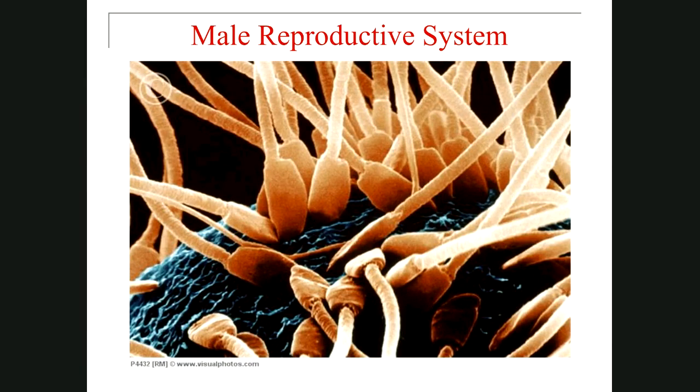Today I want to talk about the male reproductive system. As you see in the first slide, we have sperms. The sperms are the male sex cells which can join with the oocyte in the female reproductive system, and they can make the zygote. I will talk about the female sex cells next week.